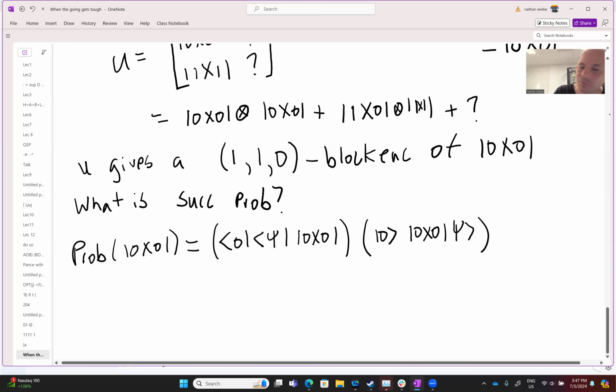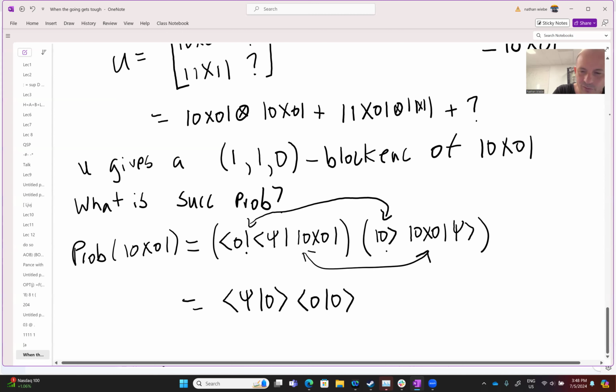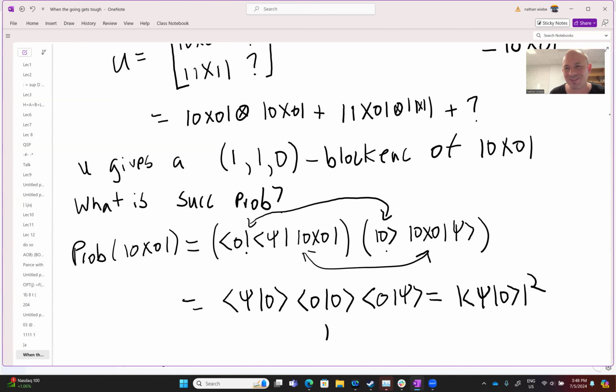Now, just using the distributive property of the implicit tensor product that we get in Dirac notation, we end up seeing that those two multiply by each other and those two multiply by each other. These have an inner product of 1, so we can just drop them. So this is just equal to psi 0 times the inner product of 0 and 0 times the inner product of 0 and psi over here, which, because this is equal to 1, is just the absolute value of the inner product between psi and 0 squared. So this is exactly the probability that you would get if you were to perform a measurement.